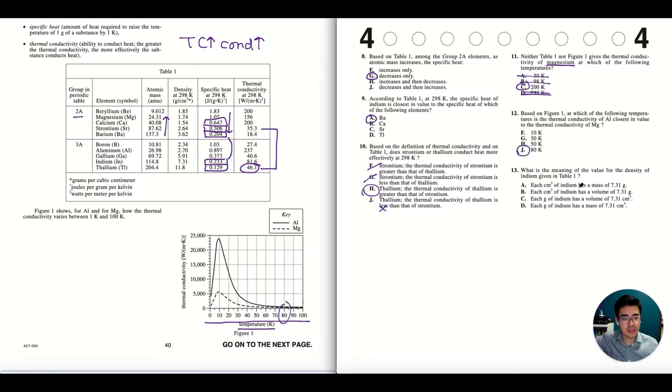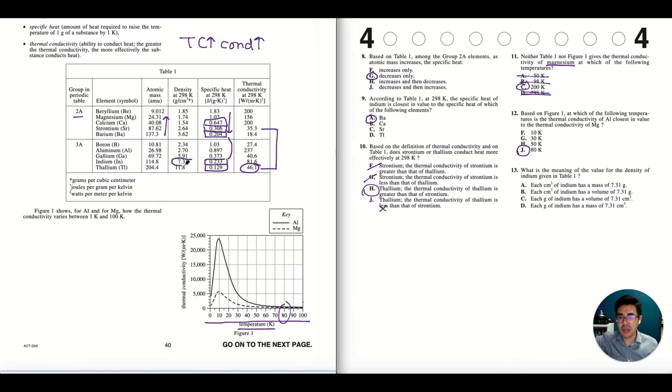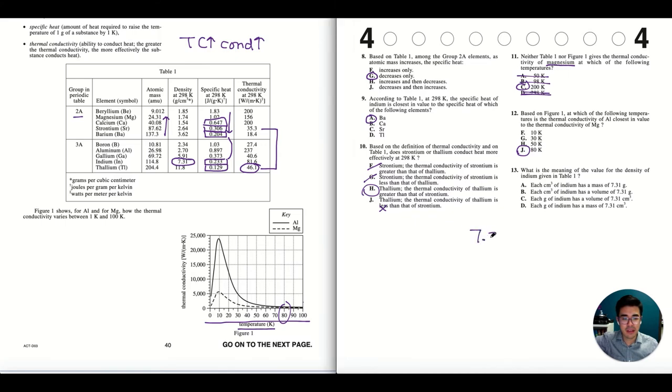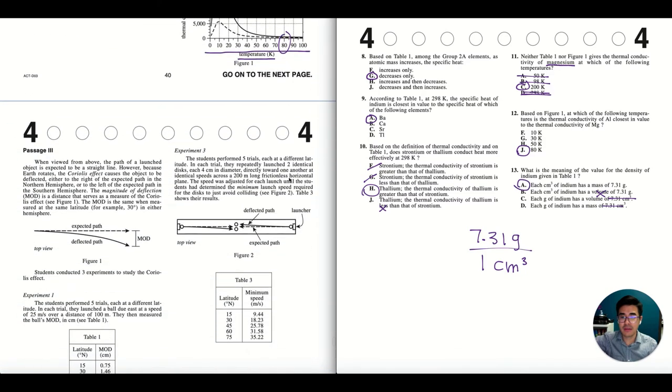And then which of the following is the meaning of the density for indium? Density is mass over volume, right? So the density of indium is 7.31 grams per centimeter cubed. If you ever have a formula that has a ratio in its unit, it could be written like this: for every 1 centimeter cubed, so these are wrong, each 1 centimeter cubed has a mass, not a volume. So it's a mass. Mass over volume for density. Cool. That wasn't too bad.